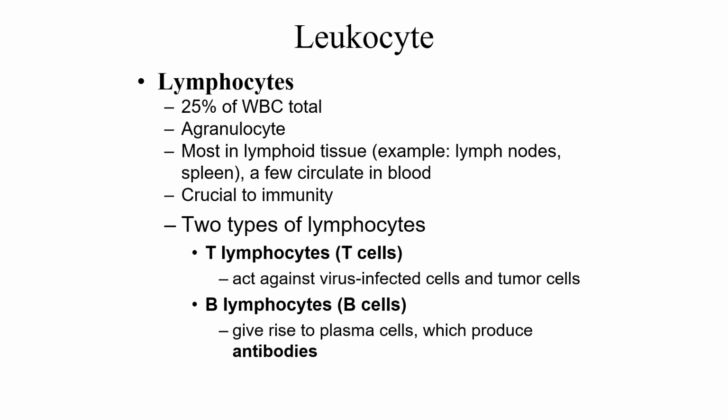Now, lymphocytes make up 25% of the total white blood cell concentration. They are agranulocytes. They're typically going to be found primarily in lymphoid tissue. There may be a few that circulate in the blood, but they play a key role in the immune system by recognizing and attacking harmful invaders like viruses and bacteria and abnormal cells. We have two types of lymphocytes. We have T lymphocytes, which are T cells. They're going to act against virus-infected cells and tumor cells. And then we have B lymphocytes, or B cells, that are going to give rise to plasma cells, which produce antibodies.